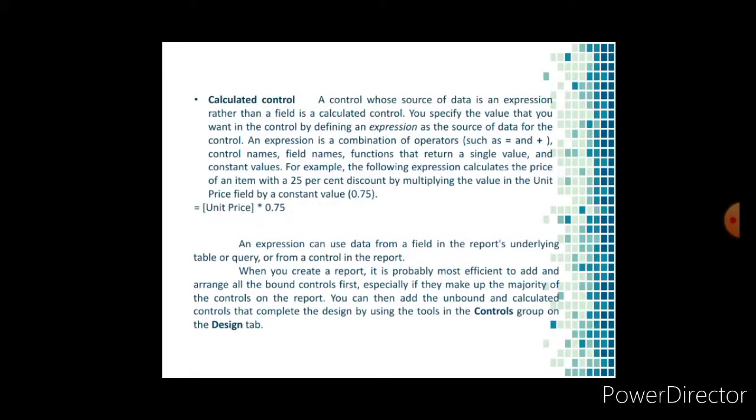You specify the value that you want in the control by defining an expression as the source of data for the control. An expression can use data from a field in the report's underlying table or query, or from a control in the report. You can then add the unbound and calculated controls that complete the design by using the tools in the control groups on the Design tab.